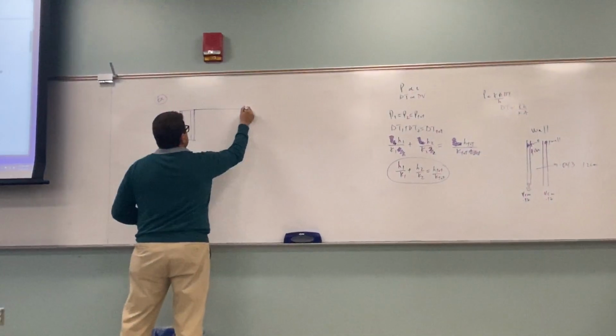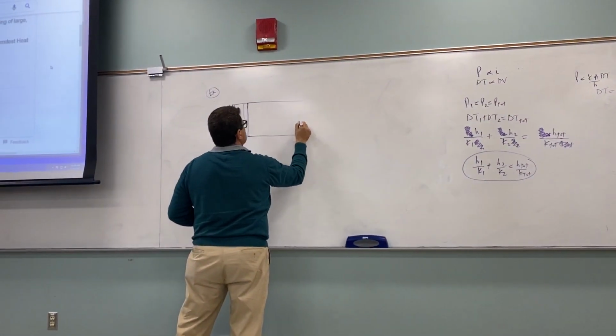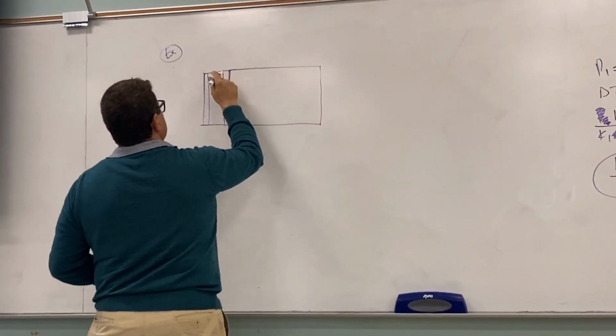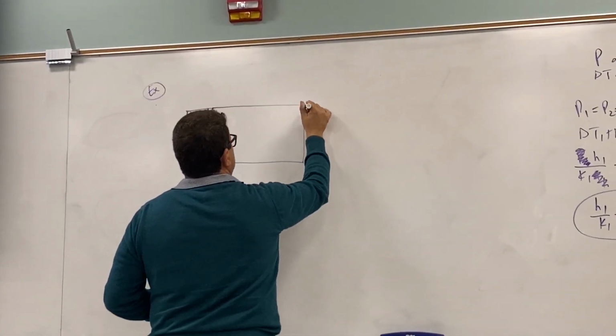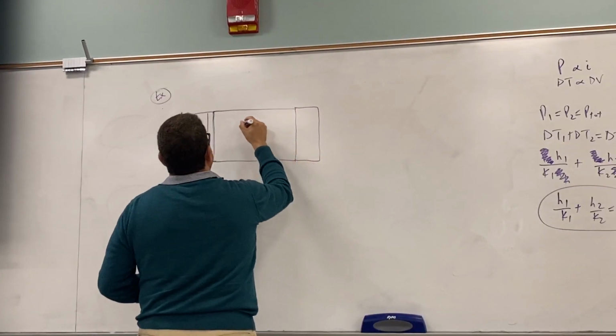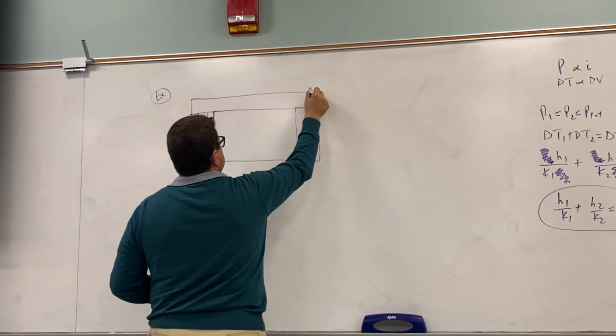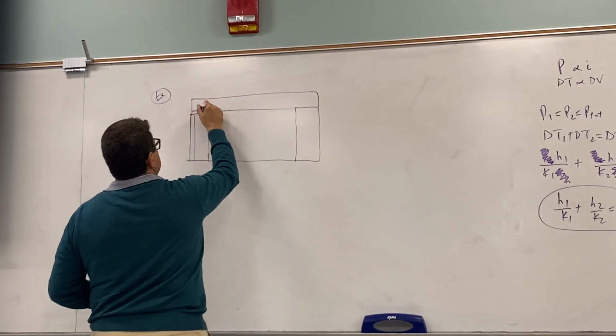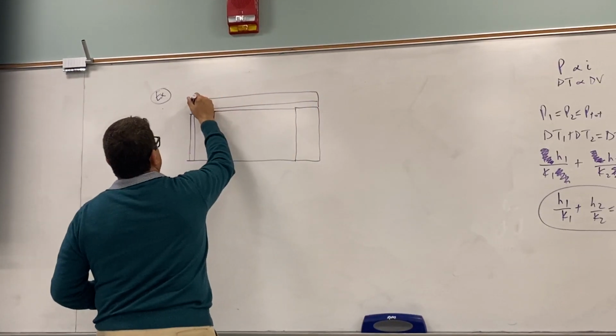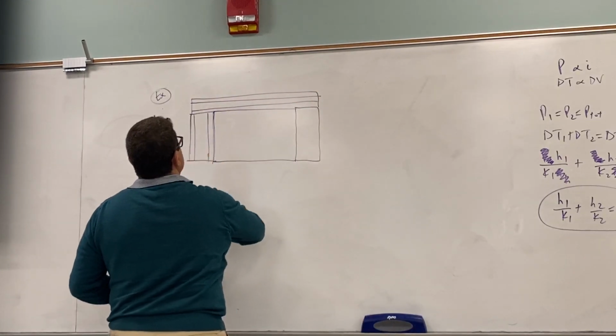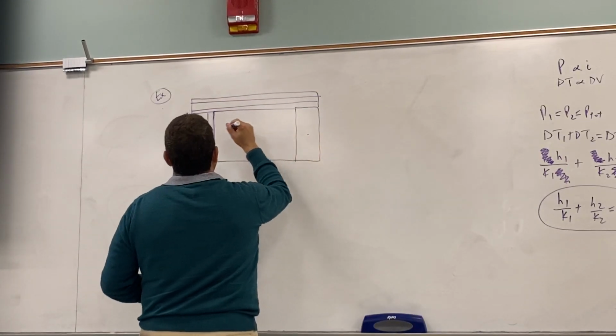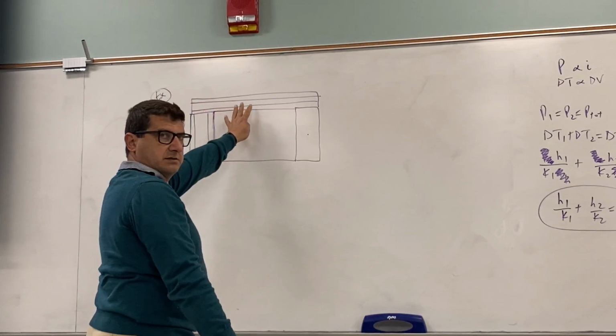It's a kind of a boring house. It has a wall on the left side, a wall on the right side, and then a roof. Let's say the roof happens to be the exact same kind of roof: drywall, insulation, left, right, and then front and back, right?